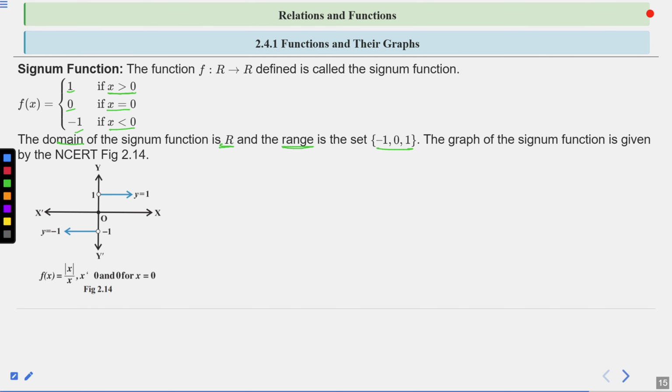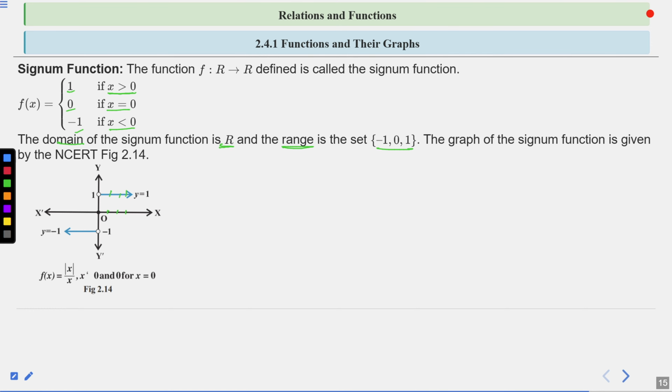For any positive real number, the output is going to be 1. So suppose for 1 the output is 1, for 2 the output is also 1, for 3 the output is 1. So join them, you will get one ray which is extending towards plus infinity. And for negative real numbers you are getting another ray which is extending towards minus infinity. Both rays are parallel to the x-axis.